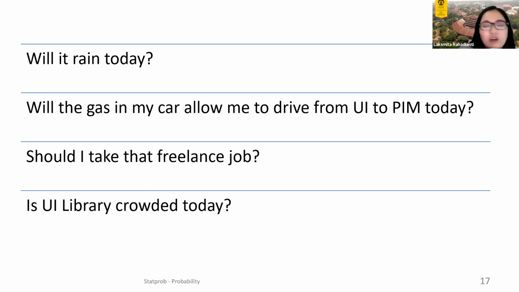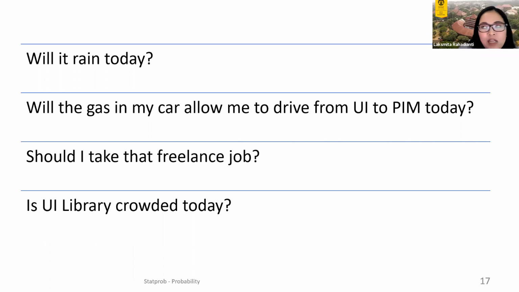Will it rain or not today? We already talked about that. Will the amount of gas in my car allow me to drive from UI to PIM today? Will it be enough? Should I take that freelance job? Is the UI library crowded today? So the basis of me answering these questions will be my attempt to measure certain probabilities.